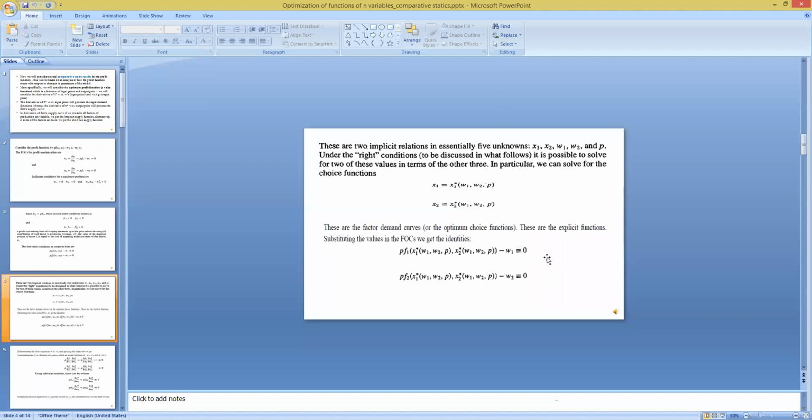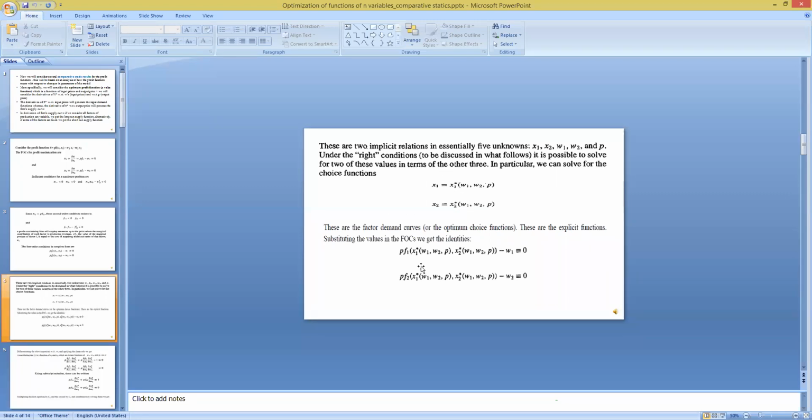So once we do so, we can say these are nothing but factor demand functions. X1 and X2 are nothing but factor demand functions. Considering the factor demand functions at their optimum, we can rewrite the first order conditions in this format. So what I am telling you, I'm considering the factor demand at its optimum.